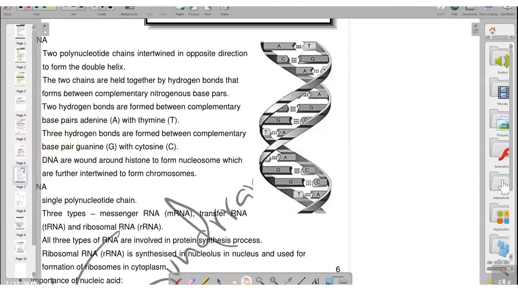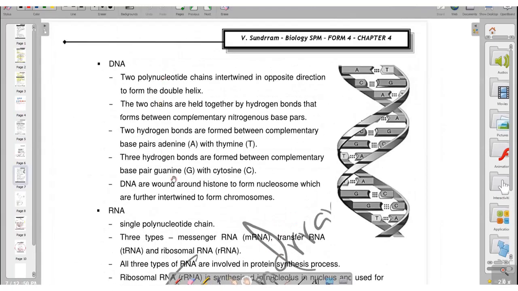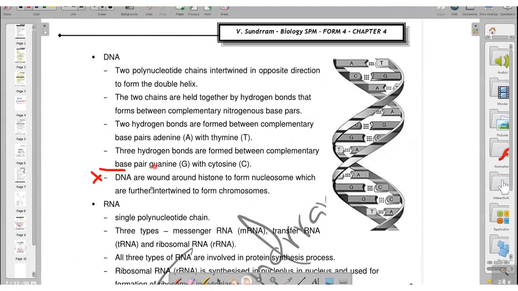So last thing to do, quickly go to your notes, and by now, everything here you should be able to understand. Maybe I can highlight that next week. But everything about DNA you already know except for this last one. This is the only one I haven't explained. Everything here already explained. Just have a quick look at this. This is page 6. Everything about DNA except for the last one already explained. RNA, I have only explained the first sentence. The rest I haven't explained. DNA, everything explained except for the last sentence.